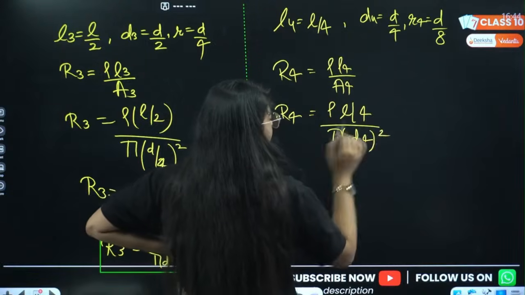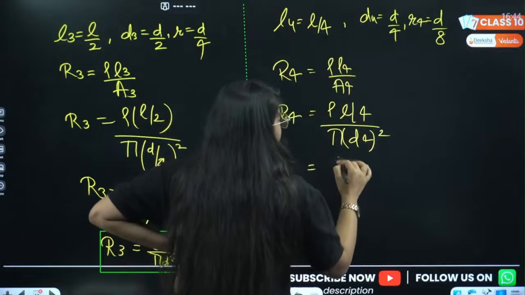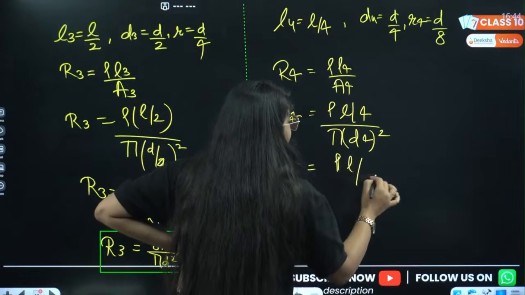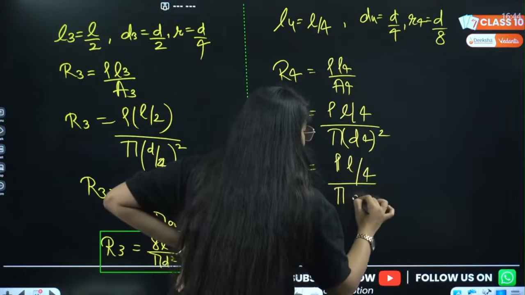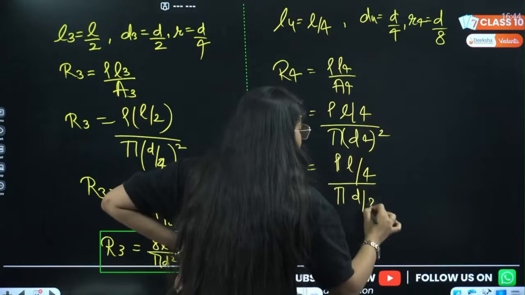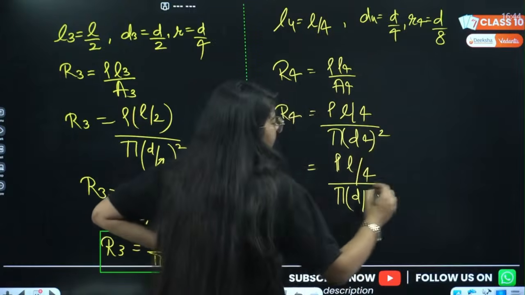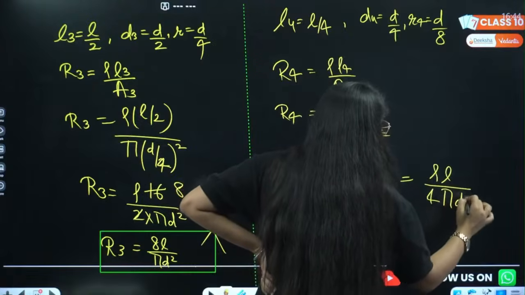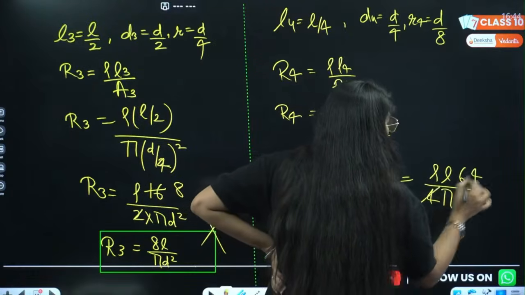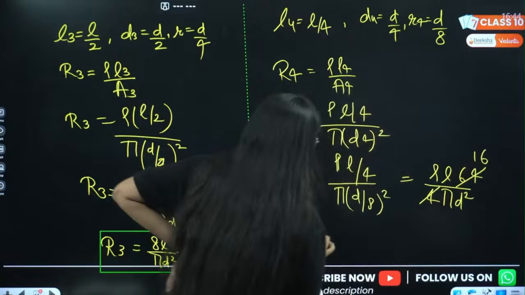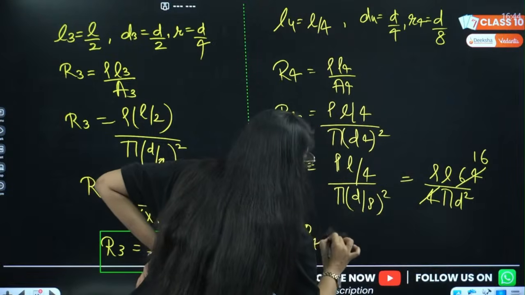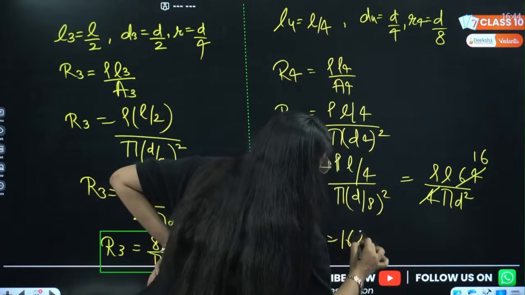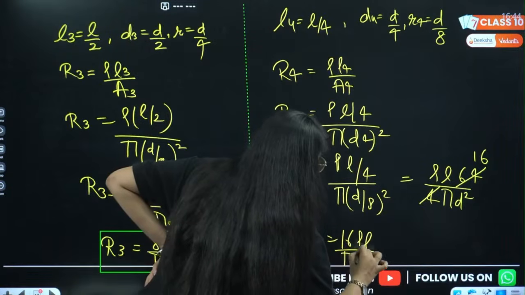Pi D4 square. Understood? So this will be rho L by 4 pi D by 8 square. Understood? Now rho L by 4 pi D square. 8 ka square 64, and this cancels out to be 16. So R4 was 16 rho L by pi D square.